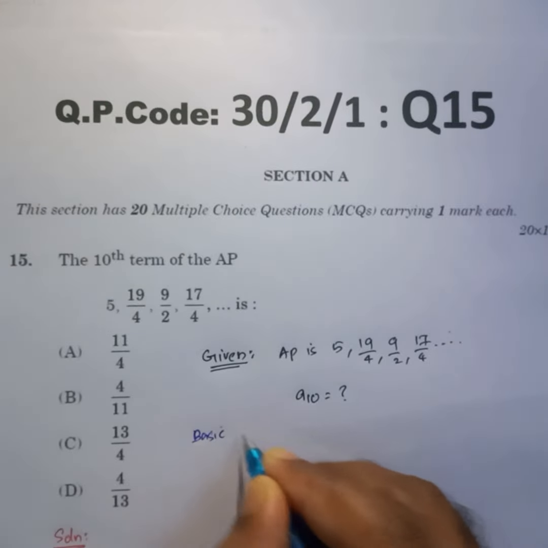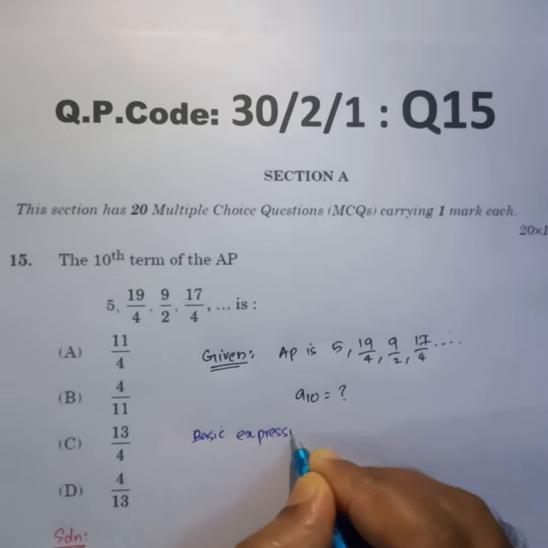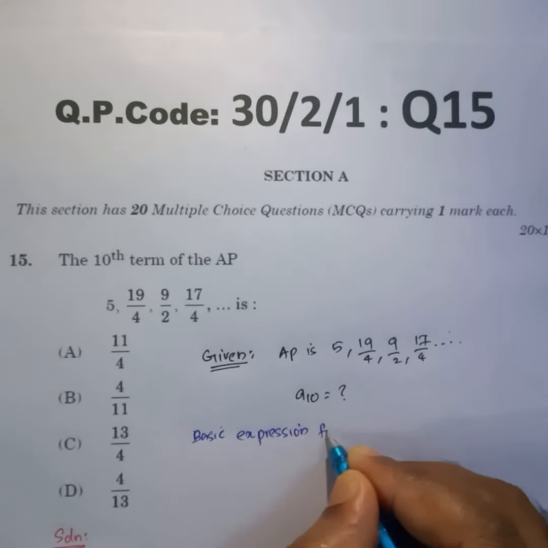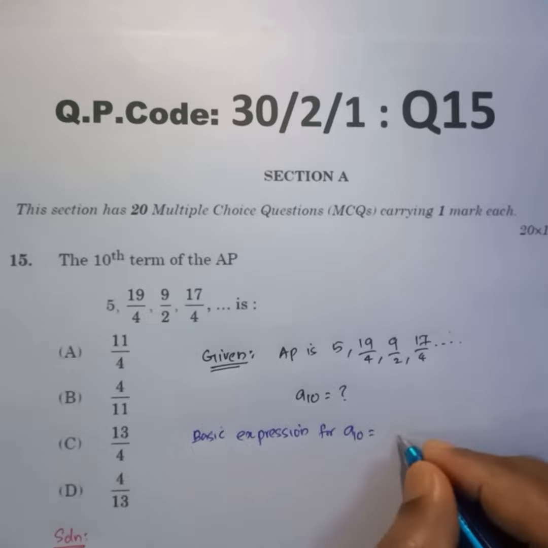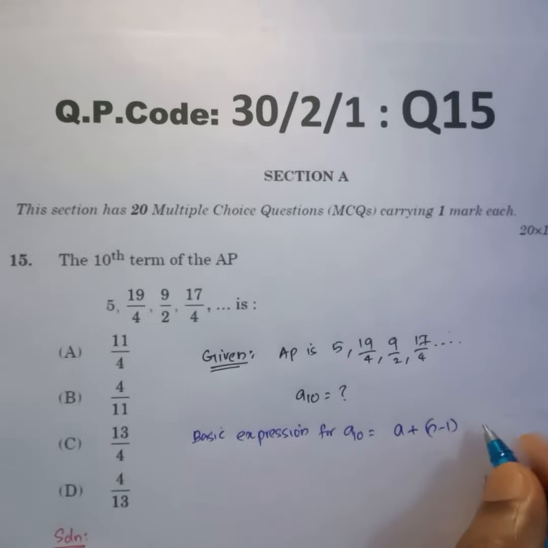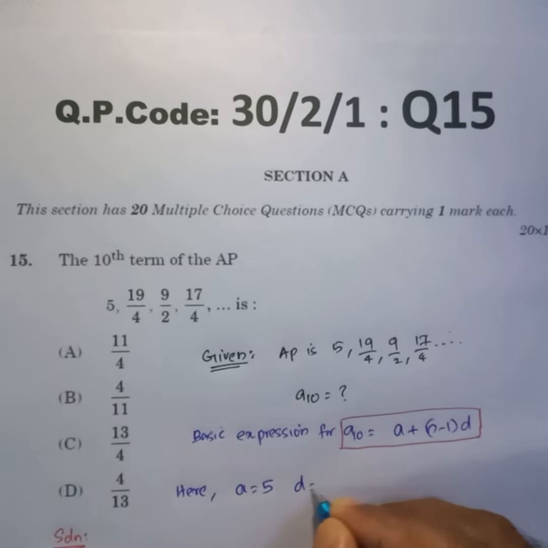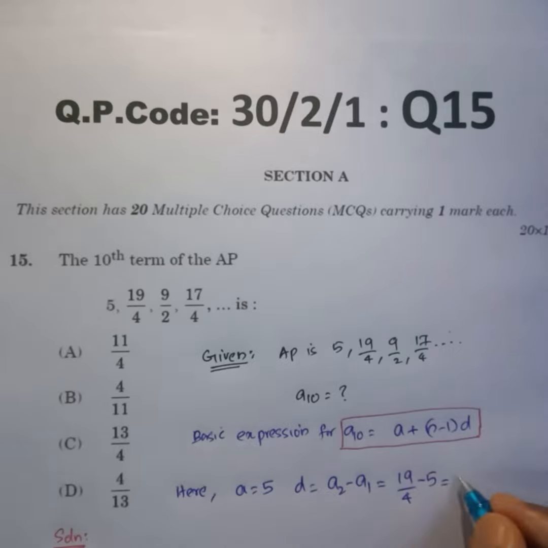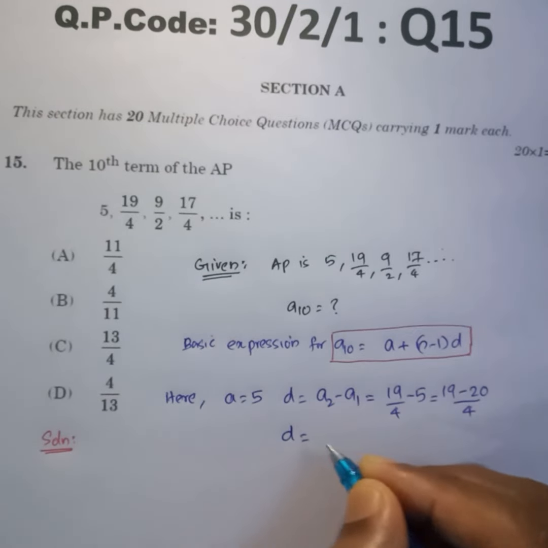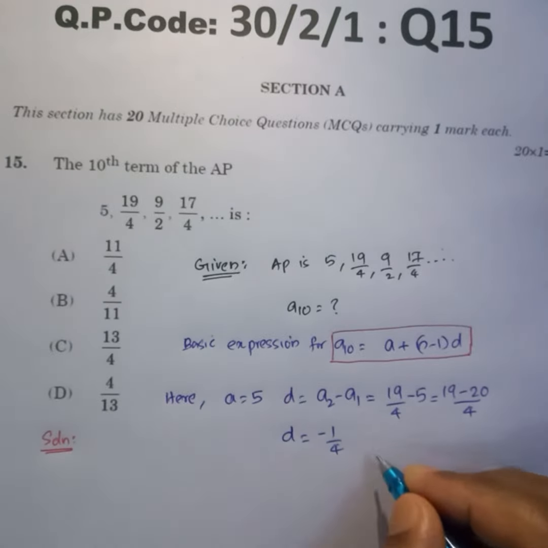The basic expression for the nth term is A plus (n minus 1) into D. Here A is equal to 5, and D is equal to A2 minus A1, that is 19/4 minus 5, which is equal to (19 minus 20) divided by 4, taking the LCM 4. D is equal to minus 1/4, and n is equal to 10.